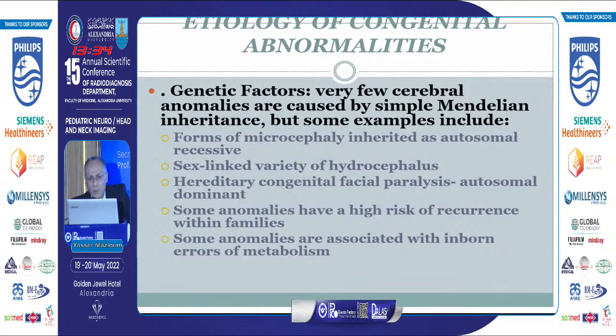Regarding genetic factors, few cerebral anomalies are caused by simple Mendelian inheritance, but some examples include microcephaly, inherited autosomal recessive, X-linked variety of hydrocephalus, and hereditary congenital facial paralysis, autosomal dominant. Some anomalies have a high risk of recurrence within families, and some anomalies are also associated with important errors of metabolism.